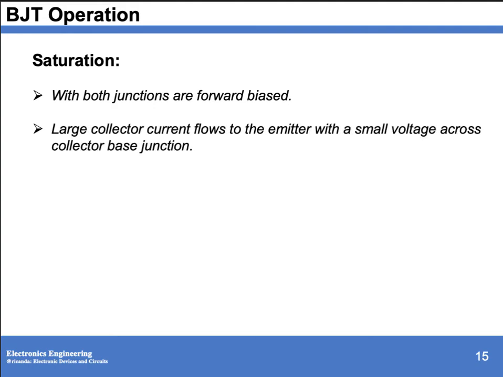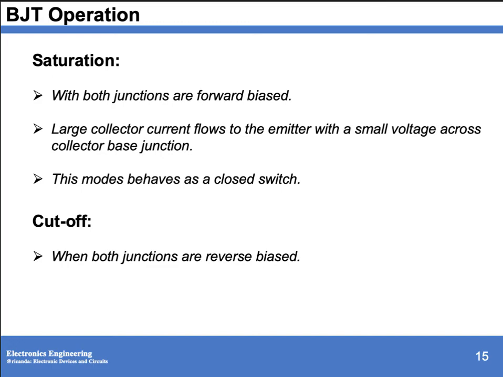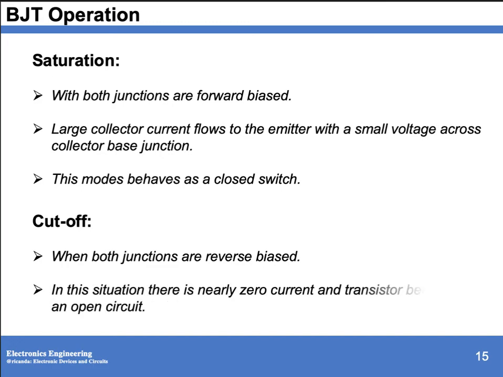For saturation, both junctions are forward biased. Large collector current flows to the emitter with a small voltage across the collector-base junction. This mode behaves as a closed switch. And the last one is cutoff, when both junctions are reverse biased. In this situation, there is nearly zero current and the transistor behaves as an open circuit.